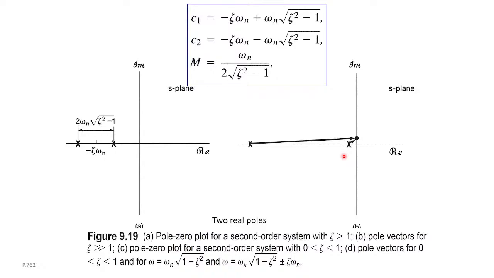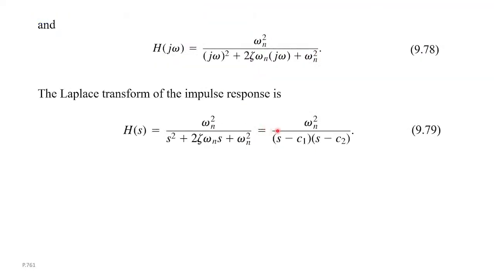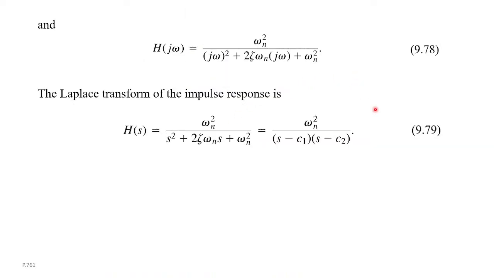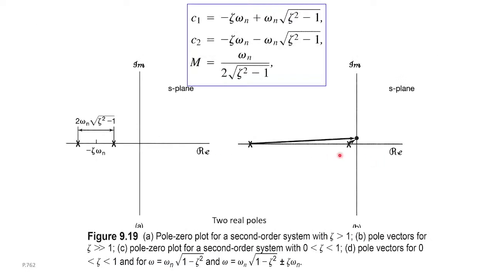And ROC, I guess we didn't quite specify ROC, but we'll assume the ROC includes the imaginary axis. Anyway, now things are a little more interesting. There are two roots of those equations, and if you solve them carefully, the two roots look like this: minus c omega n minus omega n square root of c squared minus 1, and minus c omega n plus omega n square root of c squared minus 1.